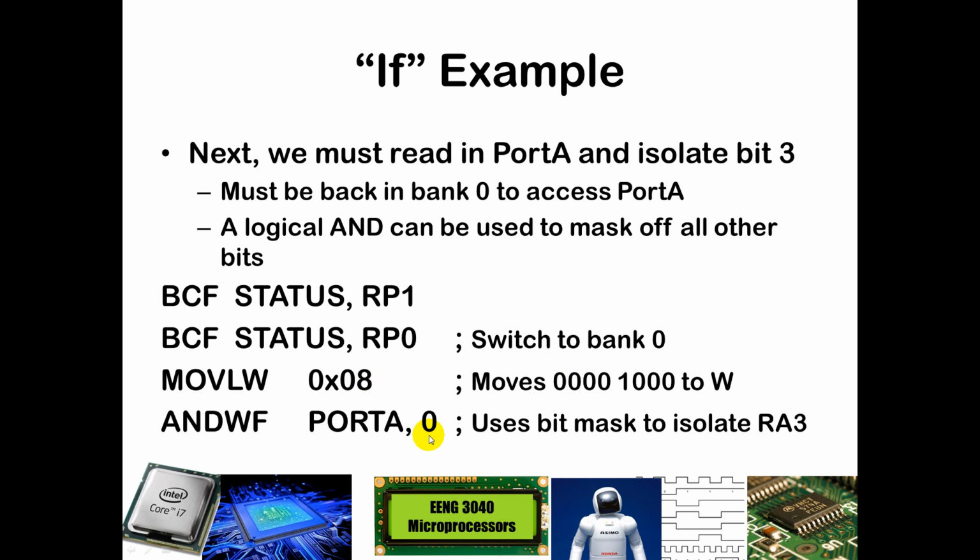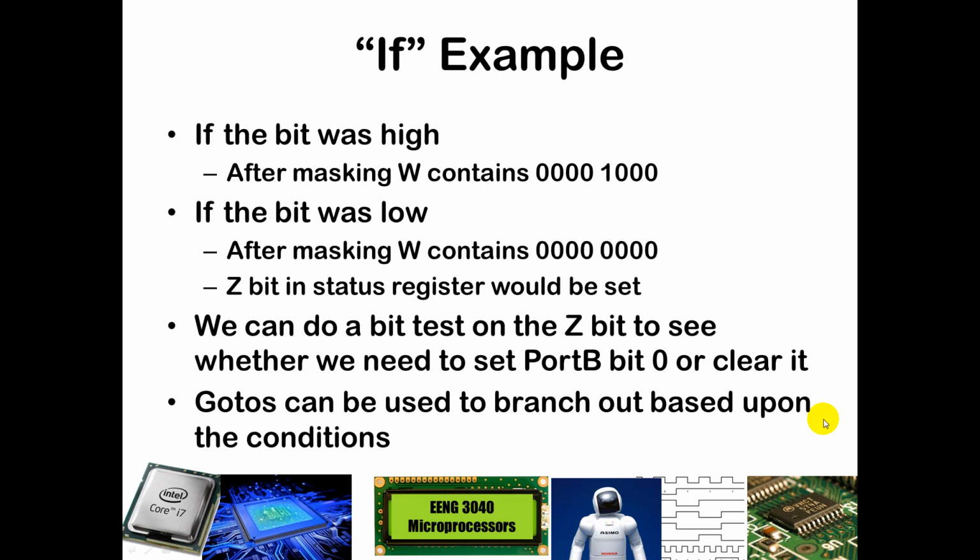It's now going to either be the same as the mask, if that particular bit in port A was a 1, or if that particular bit was a 0, then the value in the W register will go to 0. And so then what we want to do is look at the value that shows up in the W register. So these are our two options that we just talked about. After that ANDing operation, you're going to have one of these two values.